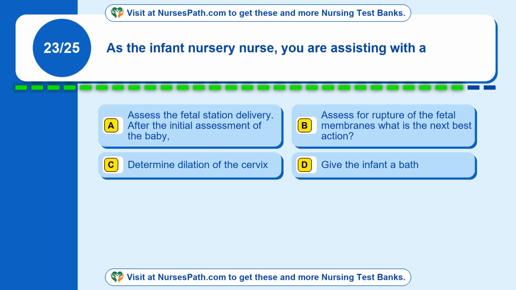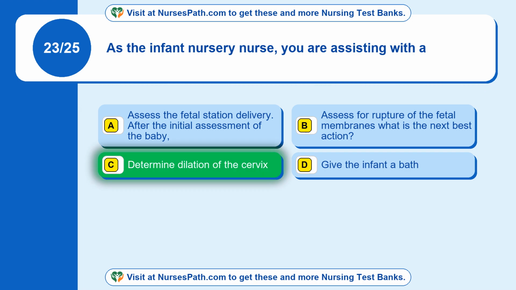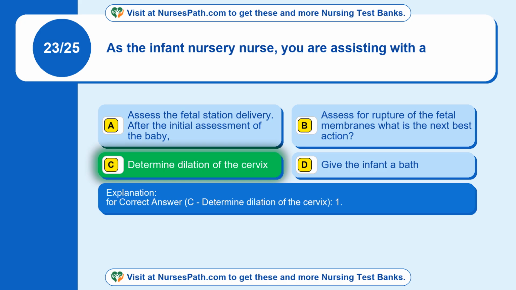Question 23. As the infant nursery nurse, you are assisting with a delivery. After the initial assessment of the baby, what is the next best action? Option A, assess the fetal station. Option B, assess for rupture of the fetal membranes. Option C, determine dilation of the cervix. Option D, give the infant a bath. The correct answer is option C, determine dilation of the cervix.